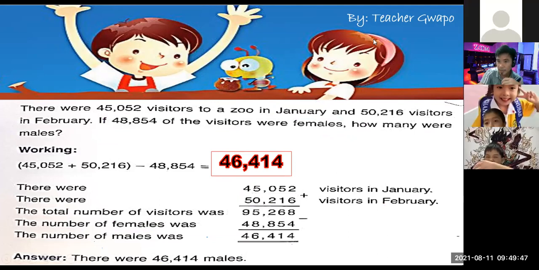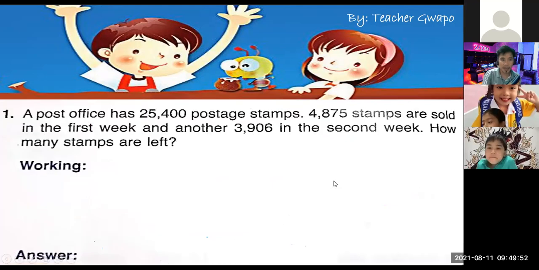Now let's proceed to page 30. Everybody, page 30, number one. Number one, page 30. Okay. Everybody, let us read all together. Ready? A post office. Ready? Go.